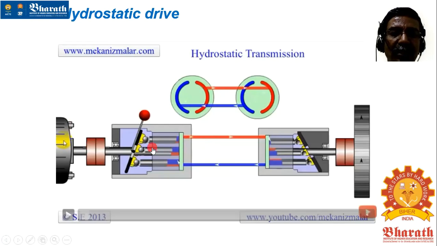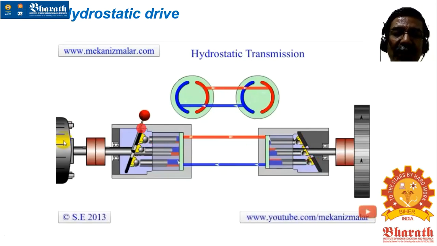Now this diagram shows this unit is called the pump. This is called the swash plate. This swash plate direction can be changed this way or that way. This is the motor actually. This swash plate angle is fixed. This cannot be adjusted in the motor side, but in the pump side, the swash plate angle can be adjusted by moving this lever, the knob provided in the lever.